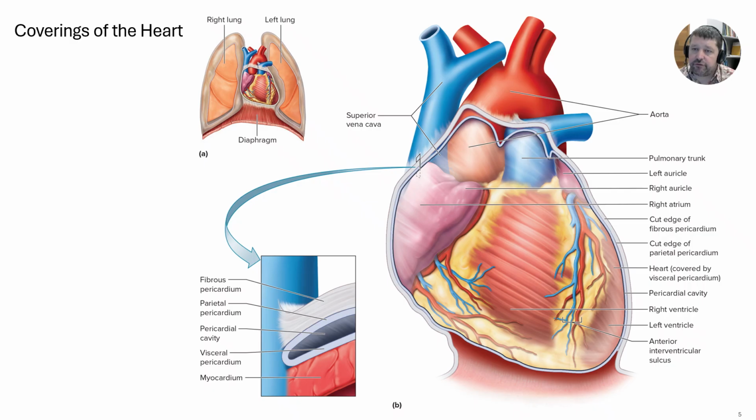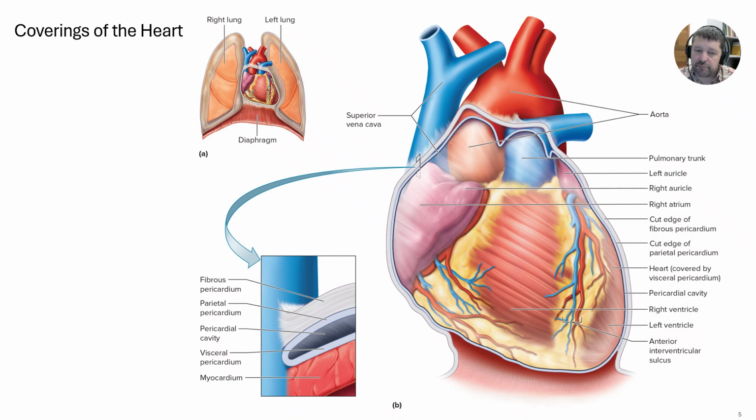So here you can see that pericardial sac. You have that fibrous pericardium on the outside, the parietal pericardium, and the visceral pericardium that's attached to the heart muscle. And then you have this pericardial cavity. That's where that fluid can build up.